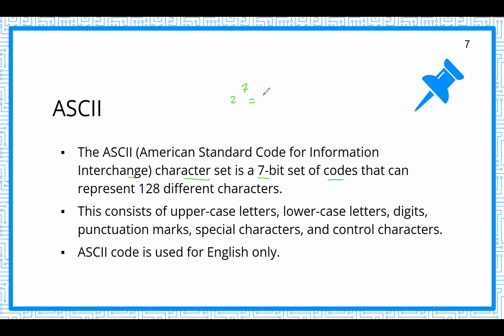128. Okay, so the number of bits we are using will decide how many characters we are able to represent. Good. What is the meaning of 7-bit? It means that every single character inside this ASCII code table is represented with 7 bits. The ASCII table consists of uppercase letters, lowercase letters, digits, punctuation marks, special characters, and even control characters. The ASCII code was the first thing that came out, and it only represents English.